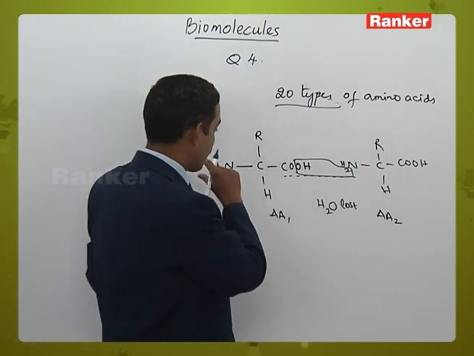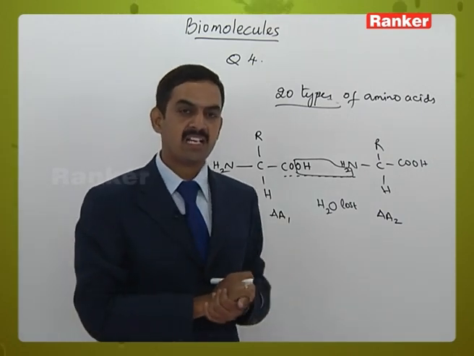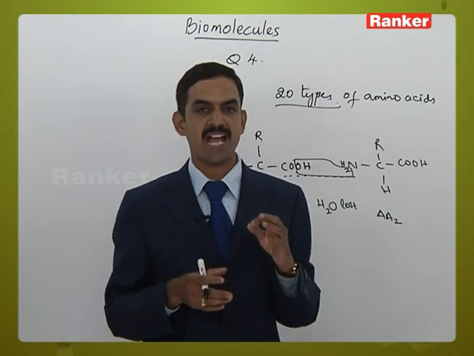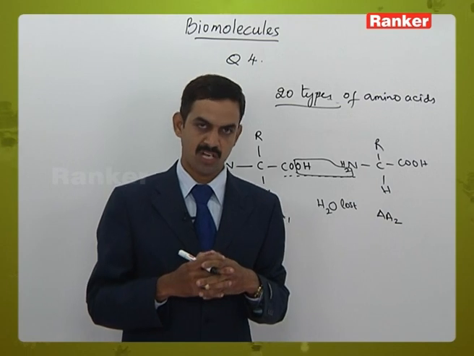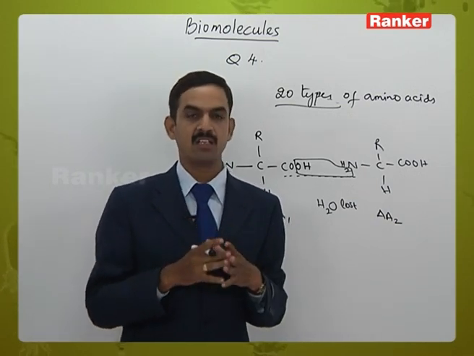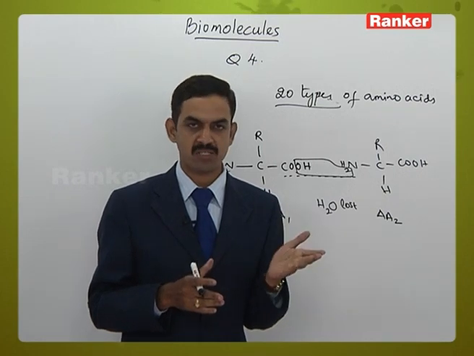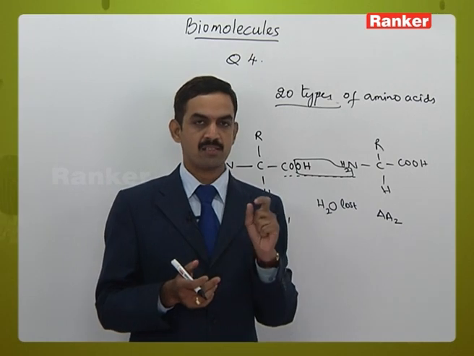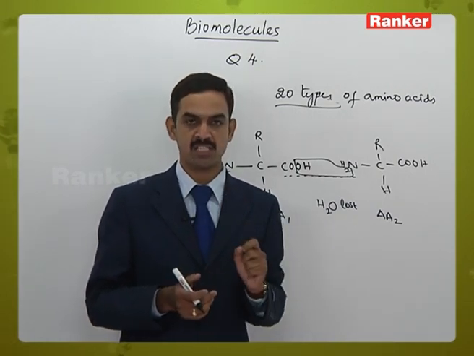The protein chain which is formed will be a straight one, without any helices or coilings. A protein chain without any helices or coilings is called a primary structure. Proteins not only form the primary structure, they also form secondary, tertiary, and quaternary structures. So let us point out the difference between primary, secondary, and tertiary here itself.